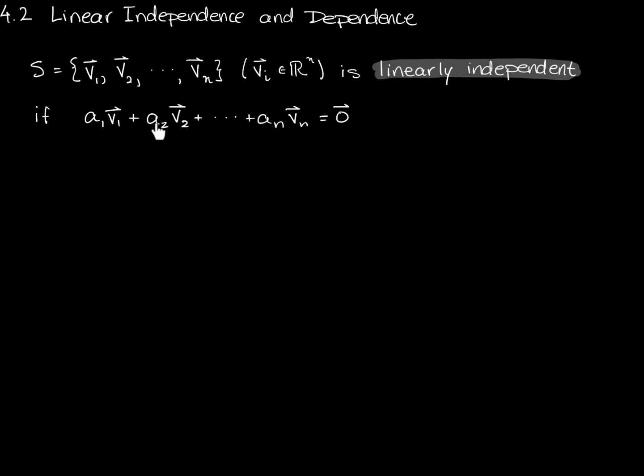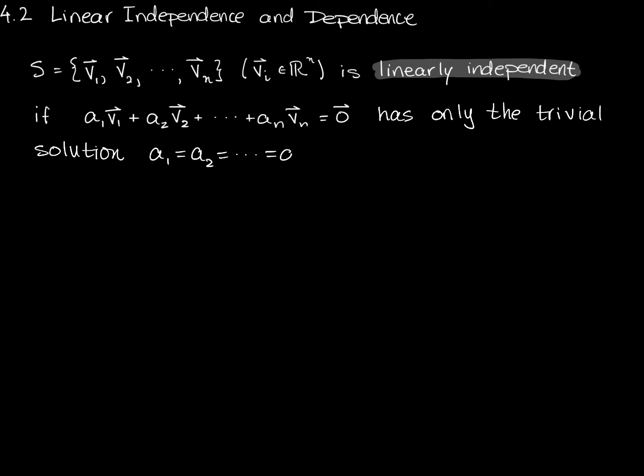Any linear combination of those n vectors equals the 0 vector has only the trivial solution. And the trivial solution means that a1 and a2 and a3 are all equal to 0. That's the number 0 this time, not a vector, right? That's the numeral 0, the real number 0.